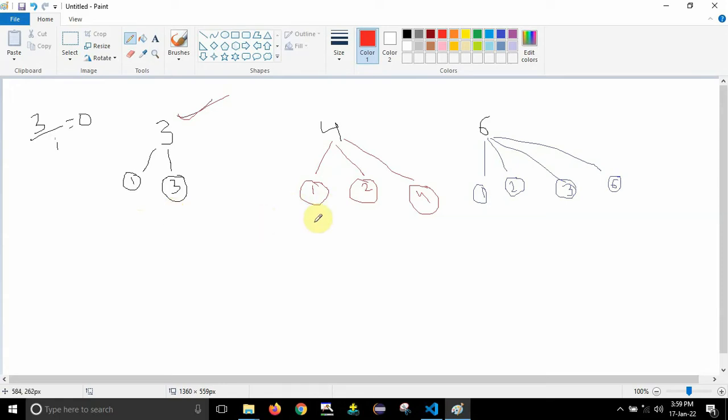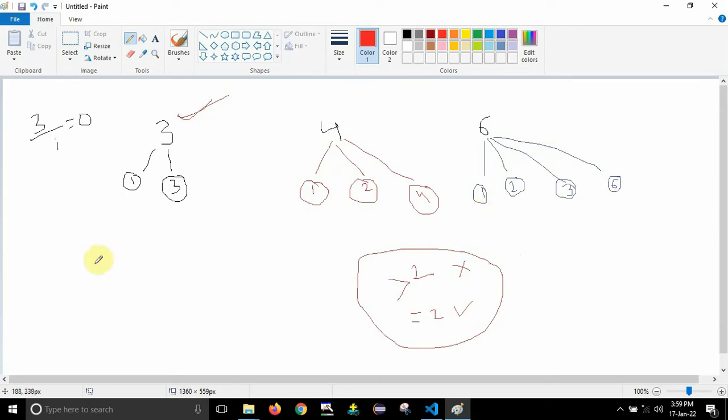You can take the example of 4. The number of factors is greater than 2, so it's not a prime. If it is exactly equal to 2, I can say it's a prime number. This is the whole logic, guys. We need to find the factors, and if the factors are equal to 2, then it's a prime number. If it is greater than 2 or less than 2, then it's not a prime number. For 6 there are 4 factors, which is obviously greater than 2, so it's not a prime number.